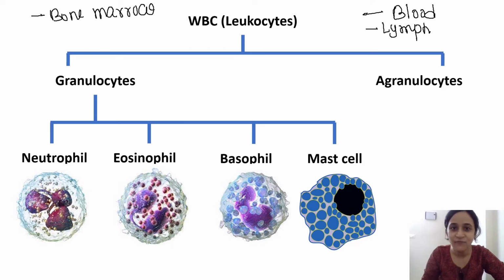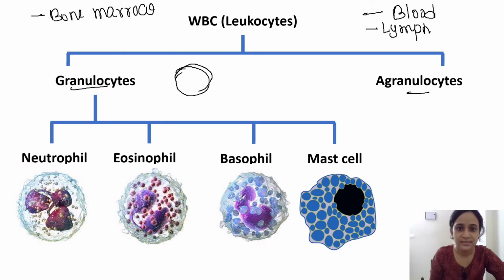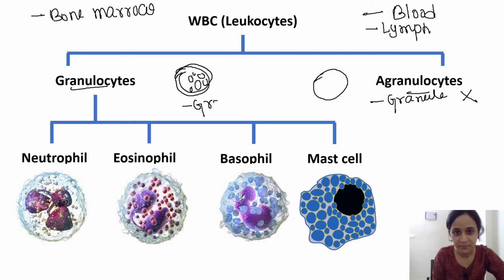Now these cells are of two types, granulocytes and agranulocytes. In granulocytes, granules are present in the cytoplasm. Suppose this is a cell and granules are present in the cytoplasm. In agranulocytes, you will not find any granule. So, granule is absent here, and granule is present here.